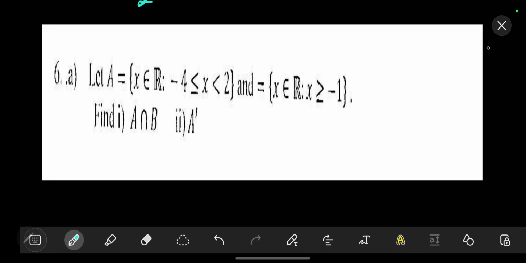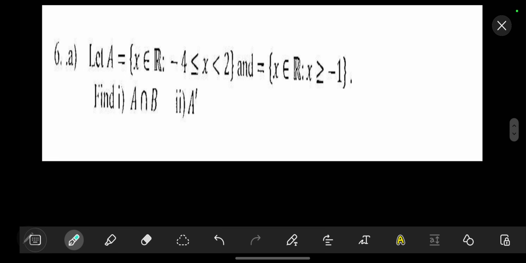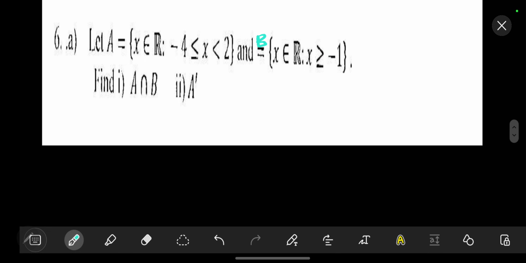So let's say we have this problem. Let A be equal to {x is a member of R : -4 ≤ x < 2}. And we have B equal to {x is a member of the real numbers : x ≥ -1}. So how do we show this on a number line?